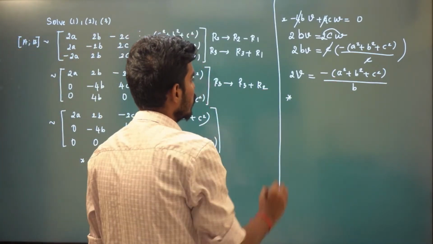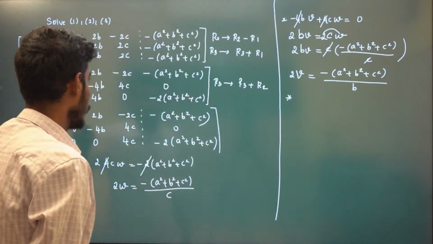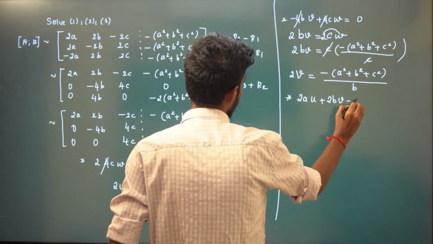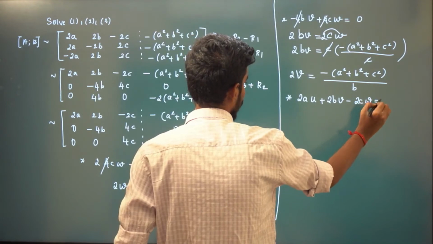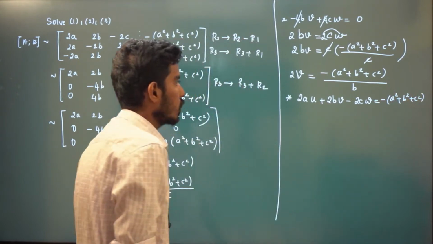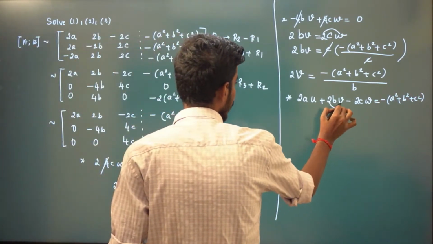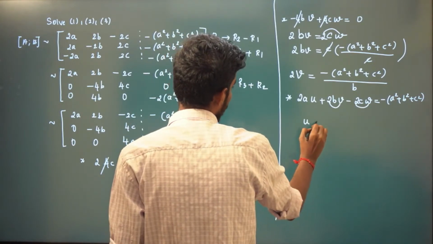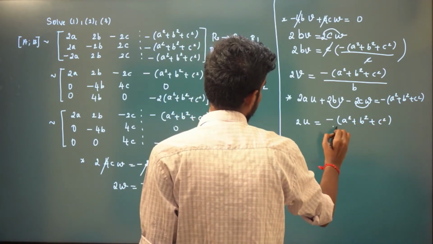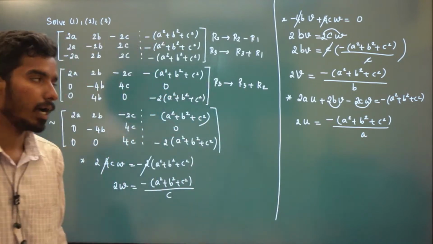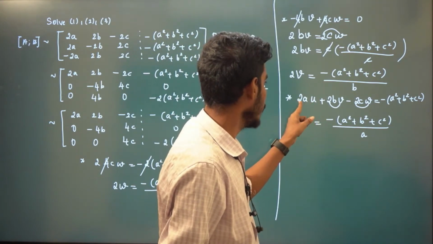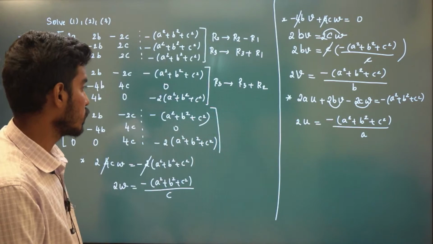And similarly, you solve for U. So we have 2AU, 2BB minus 2CW is equal to minus of A square plus B square plus C square. Now you know what is 2B, you know what is 2W. Substitute back here. You will have 2W to be equal to minus of A square plus B square plus C square divided by A. This is what you will have, right? See, you know 2B, you know 2W. Substitute back here. Find the value of 2U. So that's it.